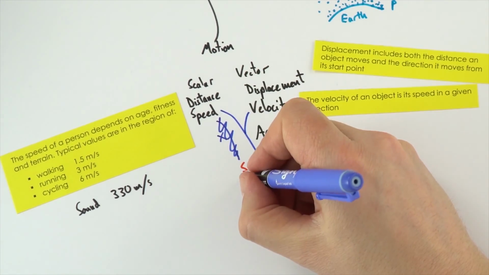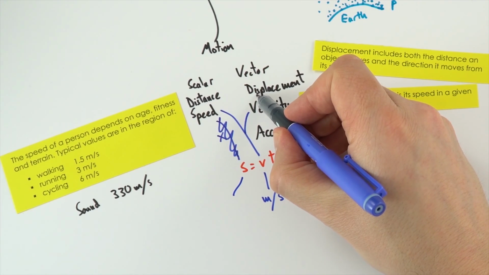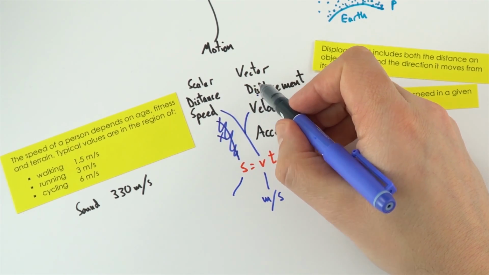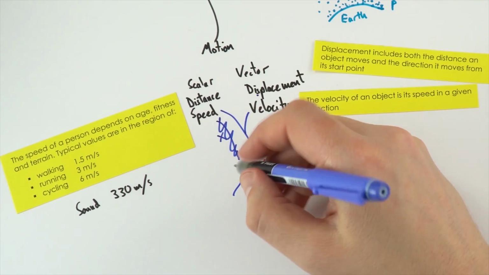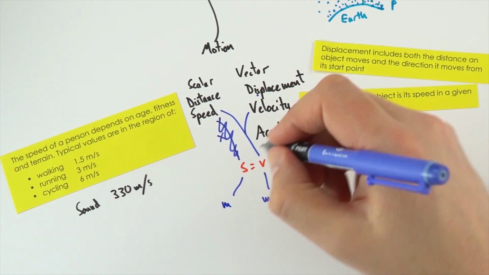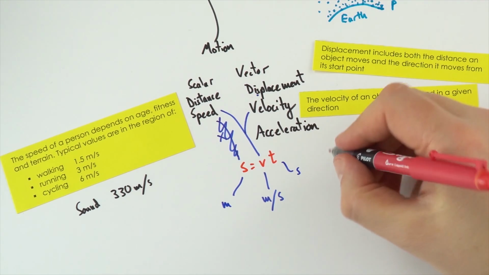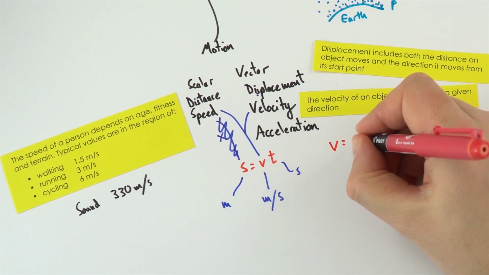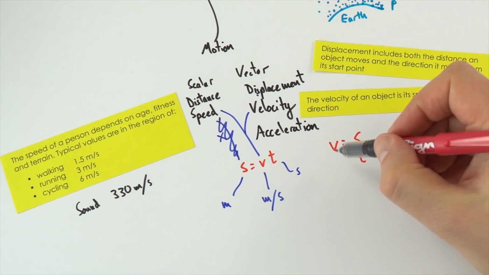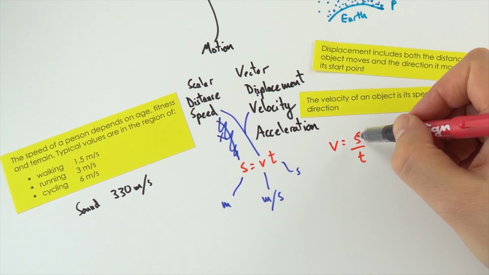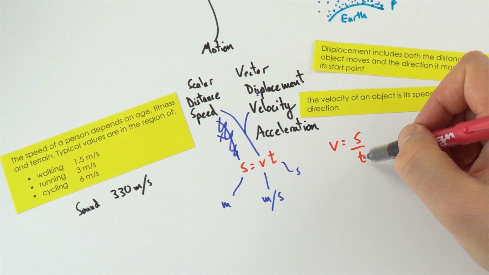S actually stands for displacement. So think about the S for displacement, or the S in distance. S is our distance in meters, and time is in seconds. Another more useful way of looking at this equation is that v is equal to s divided by t. So the speed is equal to the distance divided by the time taken.